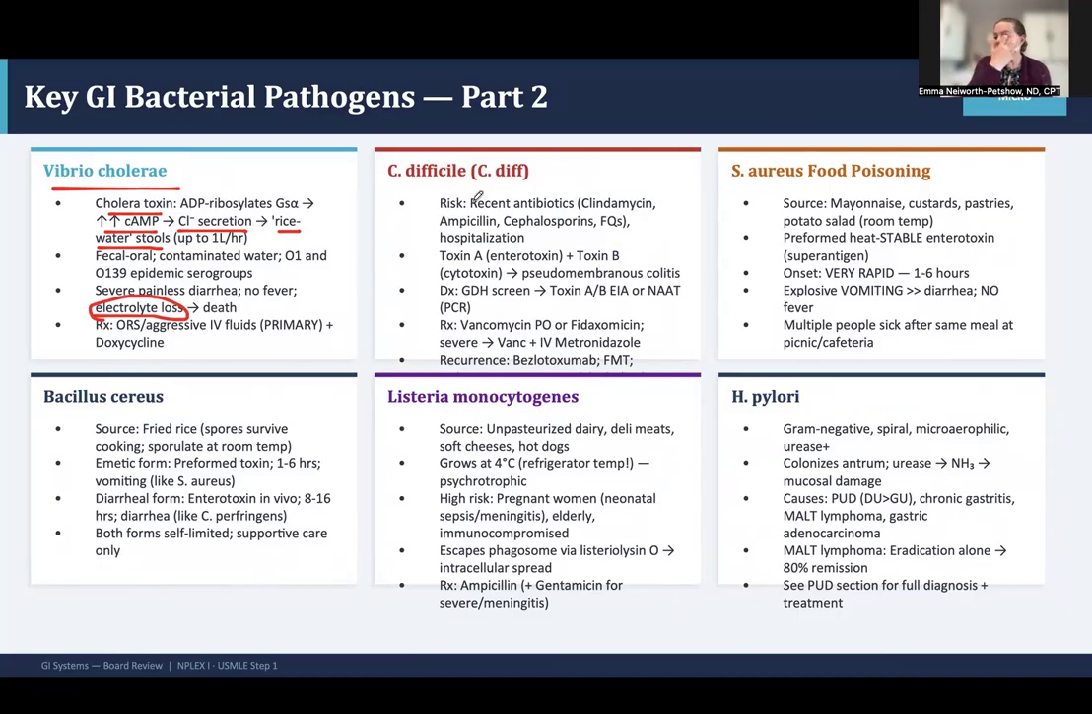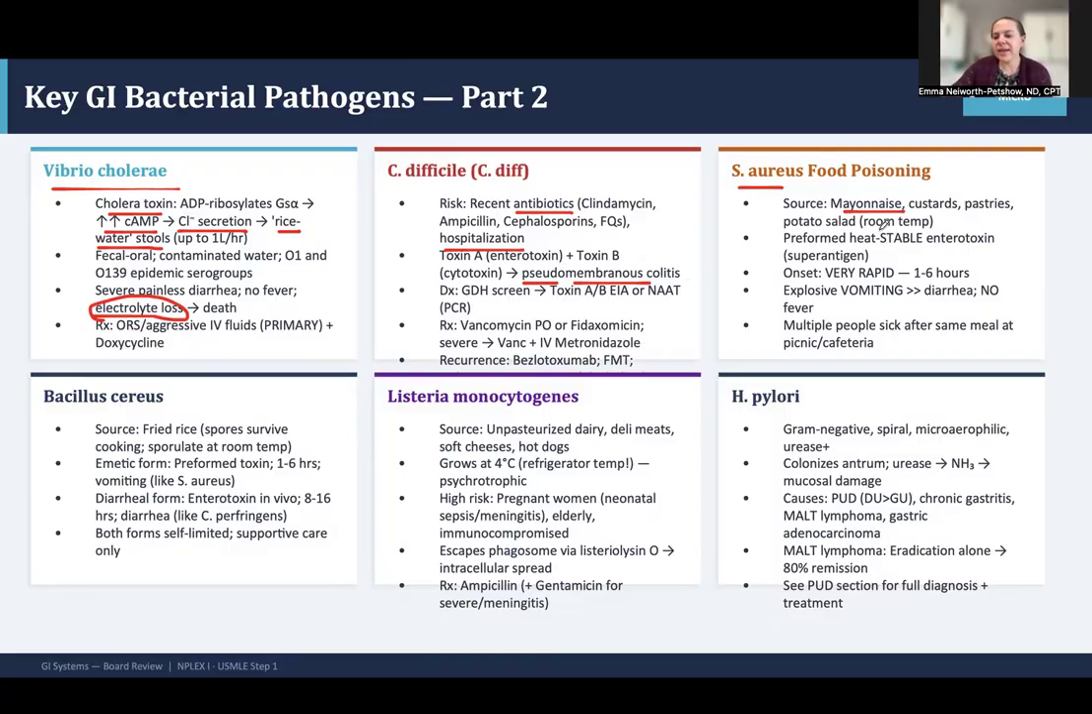Our C. difficile, our Clostridium difficile, is associated with recent antibiotics like clindamycin or others and hospitalization. There is an enterotoxin, toxin A, plus a cytotoxin, toxin B, that could lead to a pseudomembranous colitis. Again, antibiotic and hospital associated.